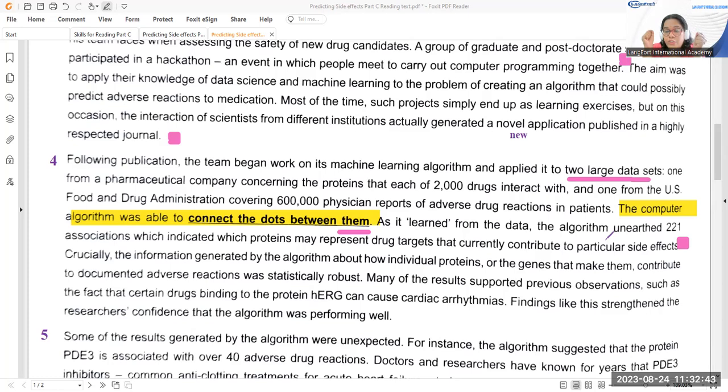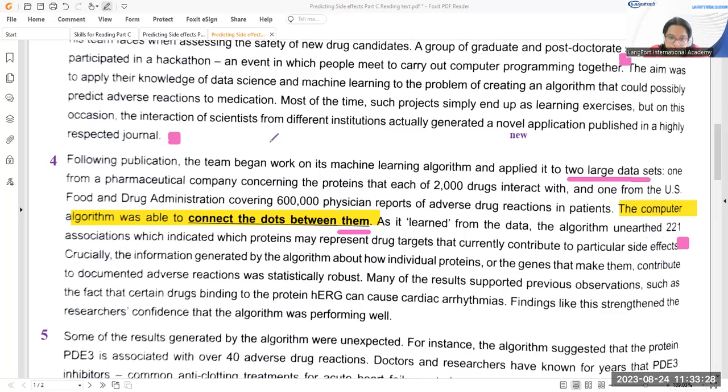So they applied their algorithm to two sets of data and were able to find the connection between both, and from the data the algorithm was able to come up with 221 connections that showed what proteins affected what drug targets and how it contributed to side effects. So they were able to connect both studies, and the algorithm was able to understand 221 connections. Associations means connections, which showed what proteins connect to what drug targets and what contributed to particular side effects. Okay, all of you go through it.